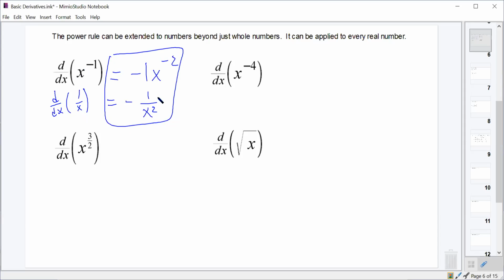Yeah, wow, this power rule sure is powerful. Yes, it is, Max. My 7-year-old says it's not, but he's wrong. It is.